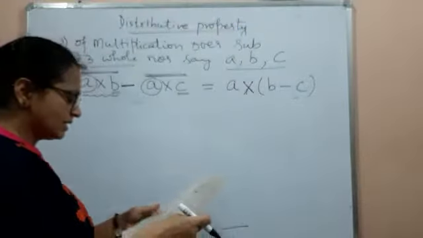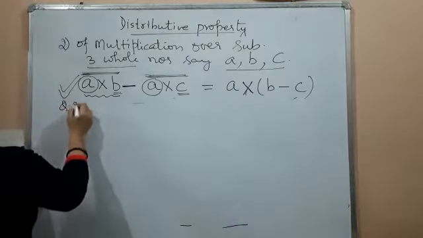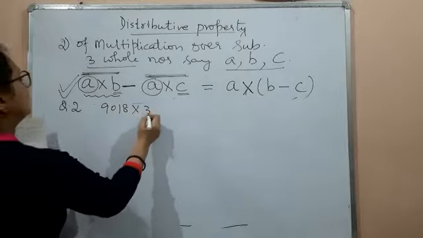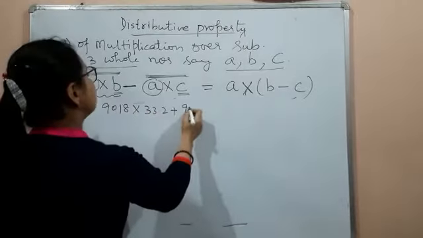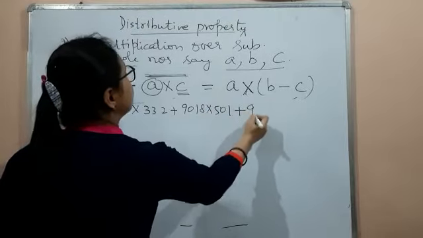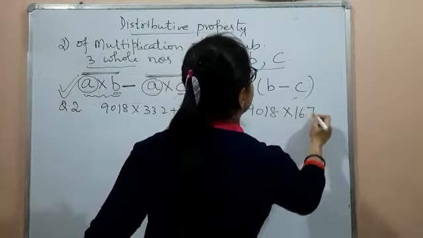So I will be discussing each one of them. Now question number 2: 9018 multiplied by 332 plus 9018 multiplied by 501 plus 9018 multiplied by 167.